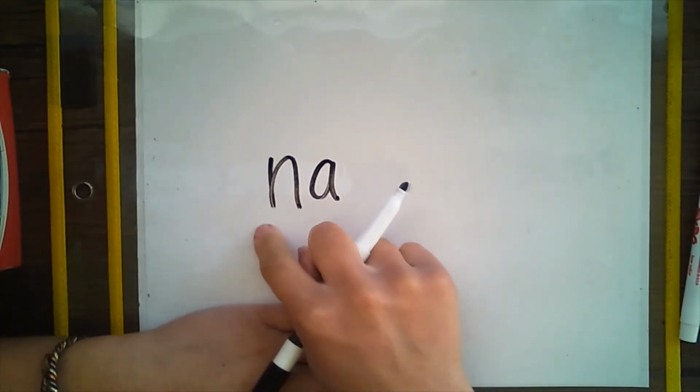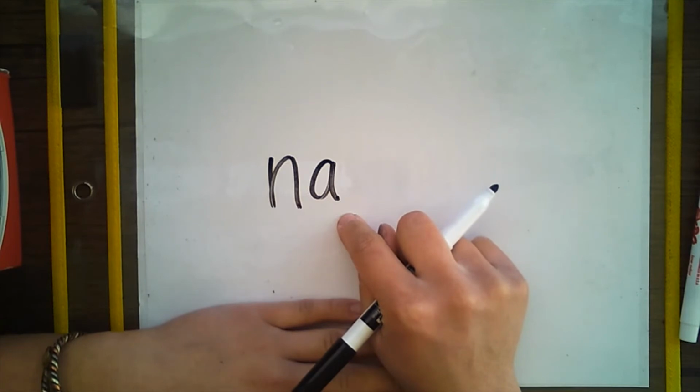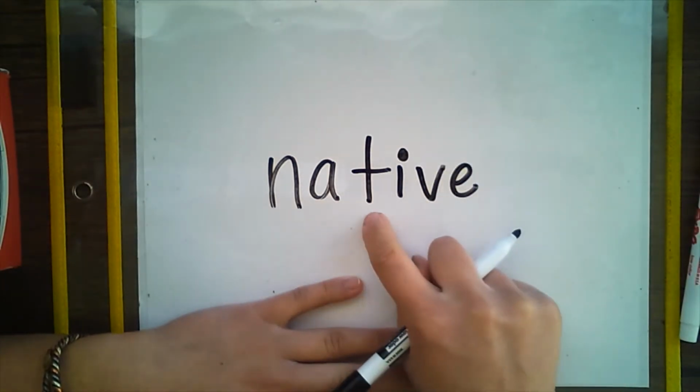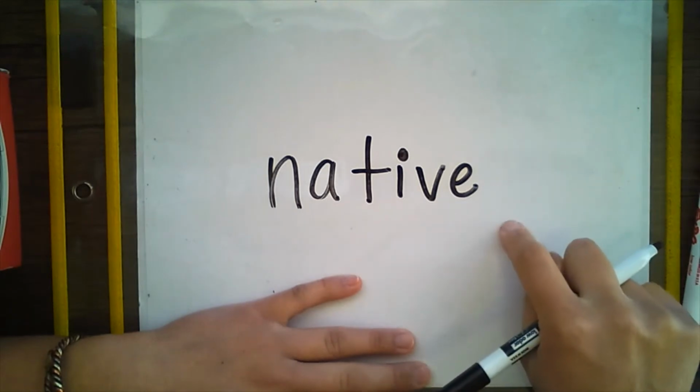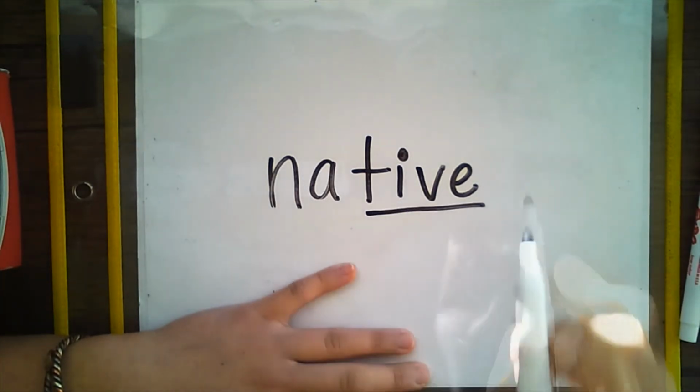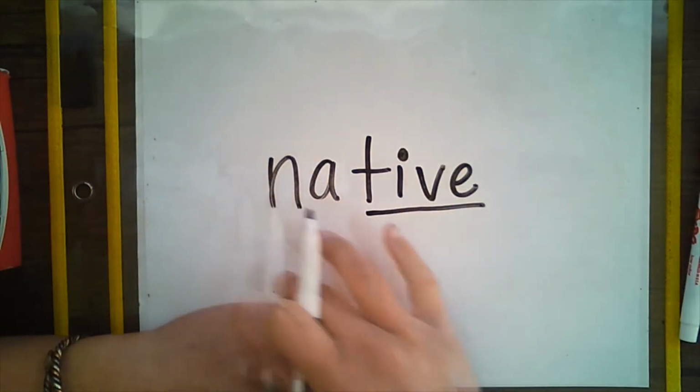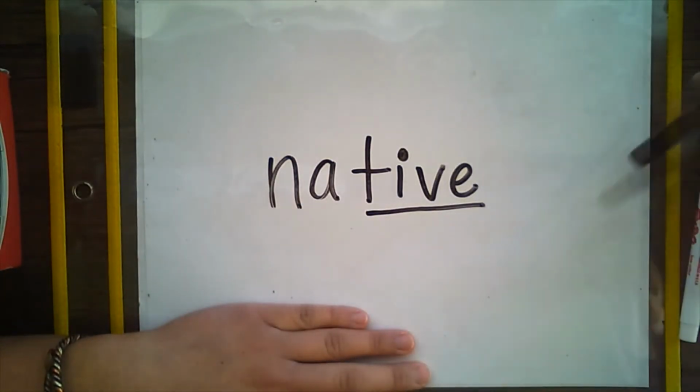Read, na. Read, tive. And this is an irregular sight syllable, tive. Try for the real word, native.